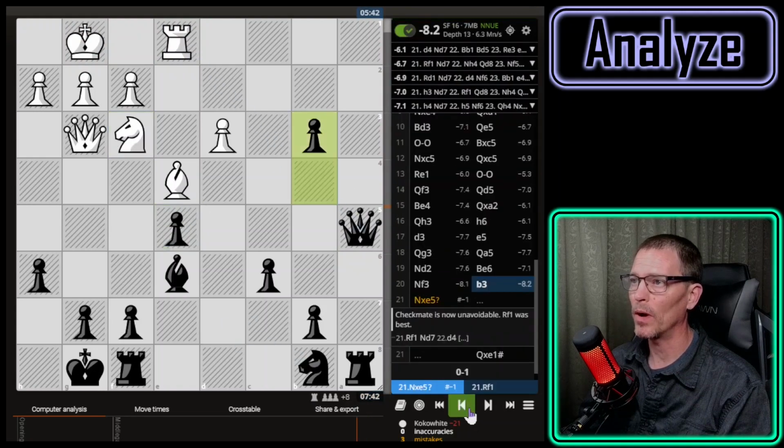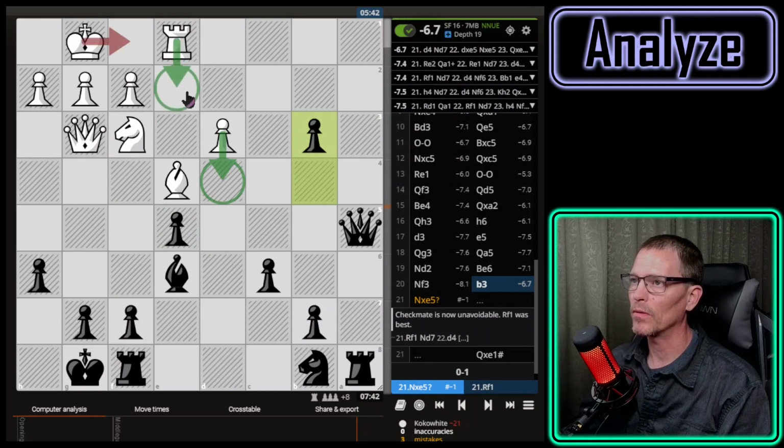Let's see, backing up 1, what should they have done? d4 is their best move? Or just moving their rook up or over? Well, those both would have been fine, huh? Or give their king an escape square here with h4.